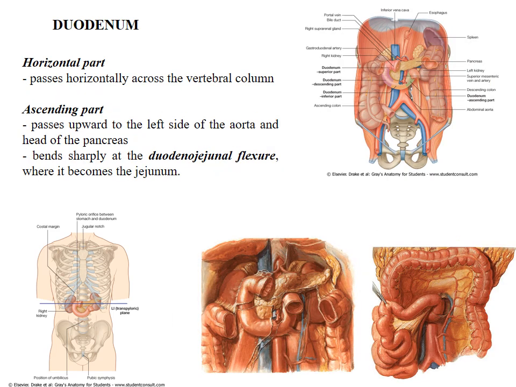Horizontal part crosses the vertebral column, and at the left side of the abdominal aorta and head of the pancreas, it ascends and forms the ascending part. This is the fourth part of the duodenum. Ascending part ends like the duodenojejunal flexure, which is the border between the duodenum and jejunum.